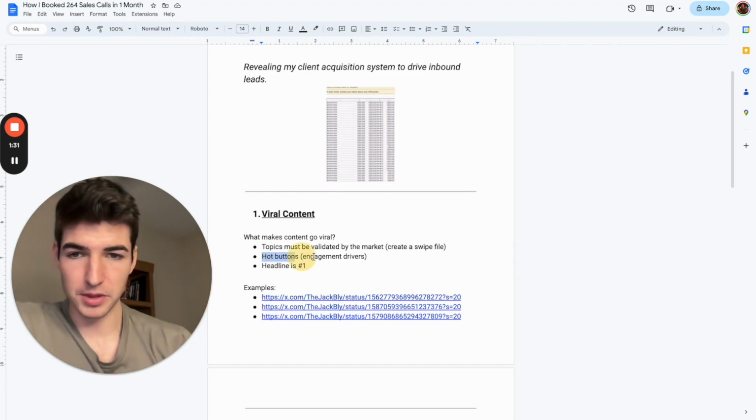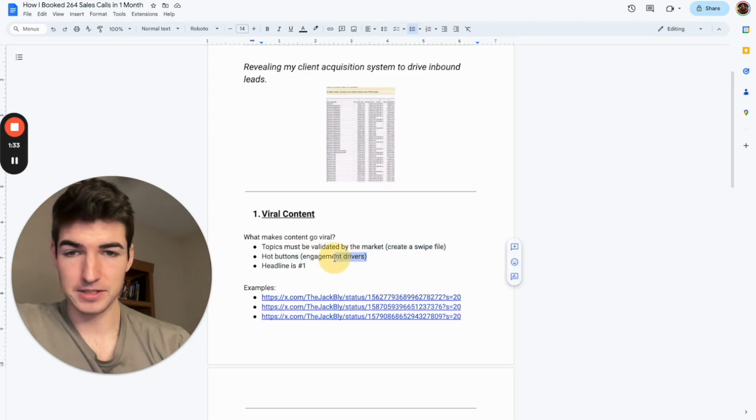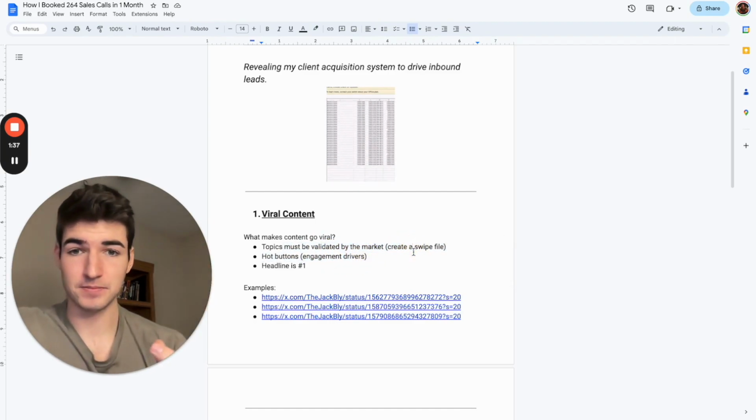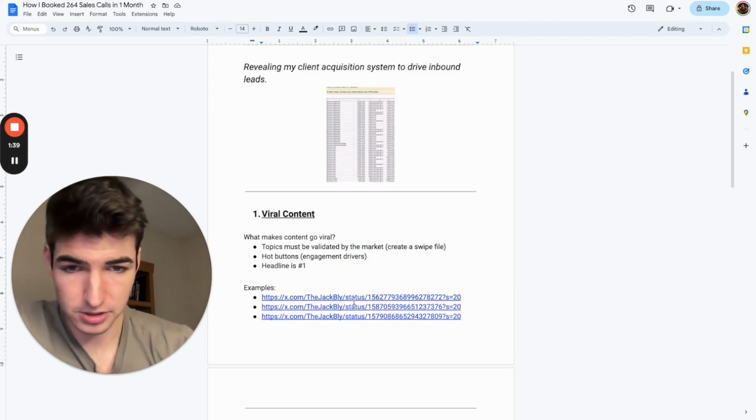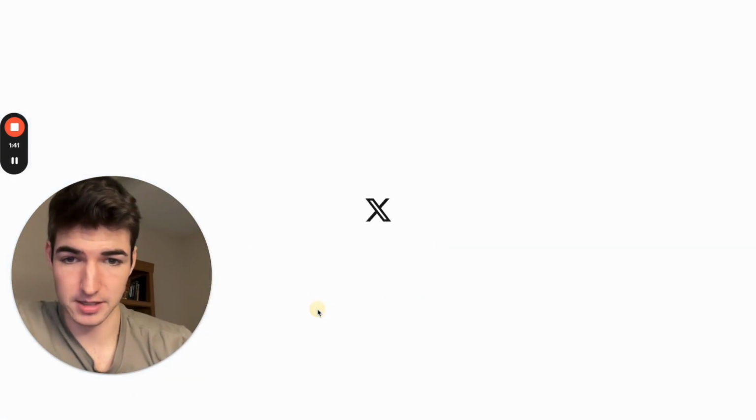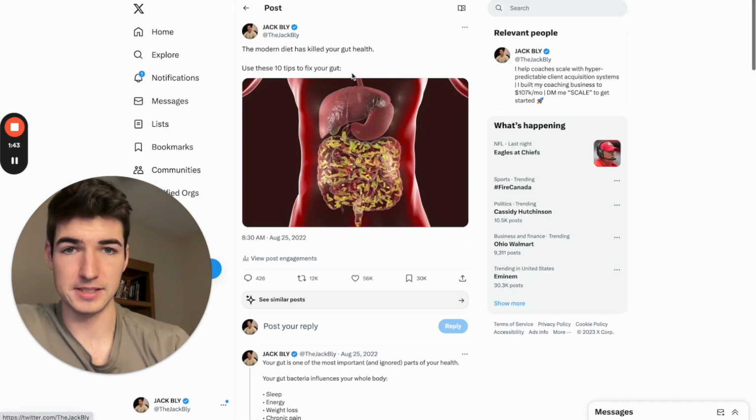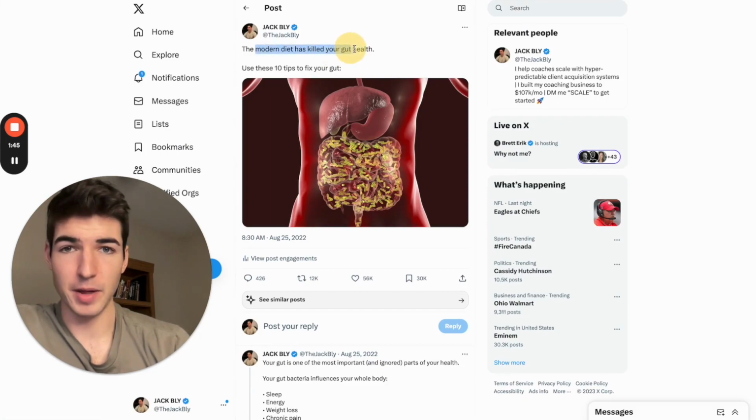And then number two, the other thing is hot buttons. Hot buttons are kind of similar, but they can be embedded within the topic. So let me show you examples of what this looks like. Let me pull up this example, an old thread I wrote: the modern diet has killed your gut health, use these 10 tips to fix your gut.